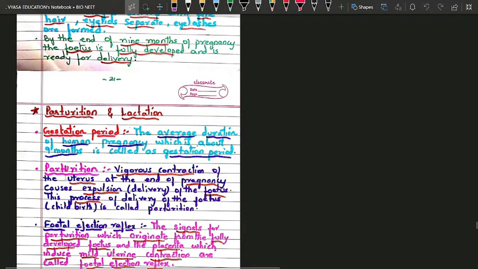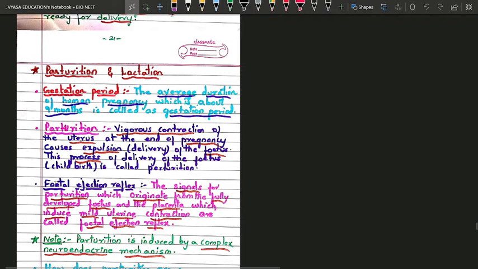There are some definitions here. Gestation period. So what is gestation period? The average duration of the human pregnancy. As we said, it is 9 months. But for everybody, it is not 9 months. Some may deliver at the 7th month itself, some deliver at 8 months. But the average duration of the human pregnancy, which is about 9 months, is called the gestation period.